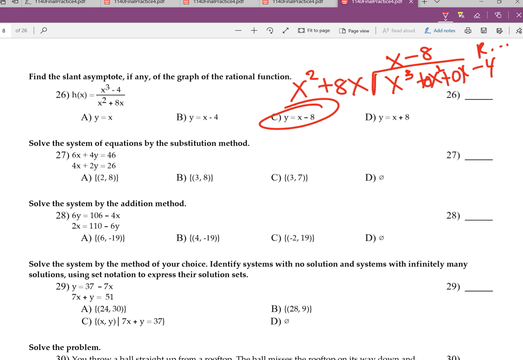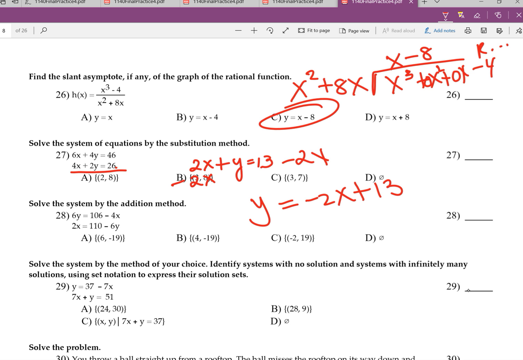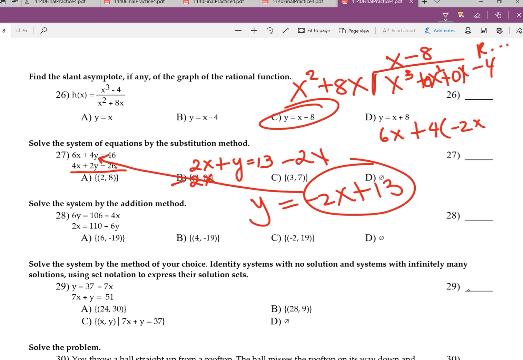Now by substitution for number 27, you would reduce this, so this would become 2x plus y equals 13. And therefore you would then subtract the 2x on both sides. So now you have y equals negative 2x plus 13. You would substitute this equation in for this y. So now you have 6x plus 4 times negative 2x plus 13.